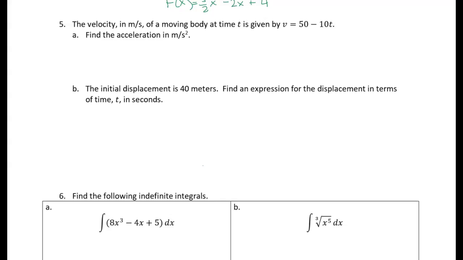All right, so in this one, we're told that the velocity in meters per second of a moving body is given by this equation, 50 minus 10t. And we're first of all just asked to find the acceleration.